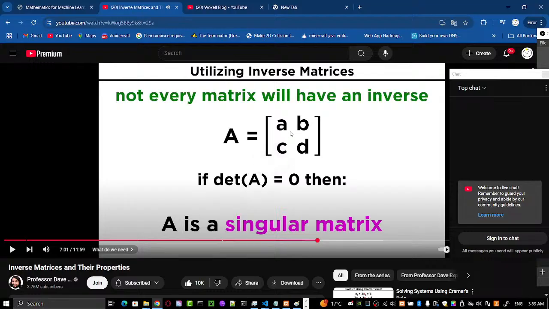The determinant is A times D minus C times D, right? I mean B.